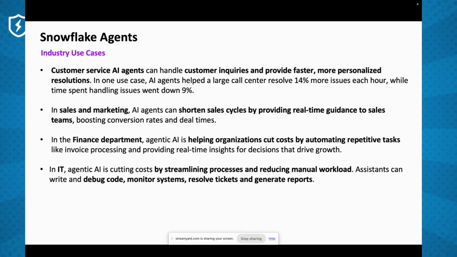Similarly, if you talk about sales and marketing, then you can shorten the sales cycle by providing real-time guidance to the sales team, because, as I said, the decision making is there. So you can get the guidance from these agents. In the finance department, it can help organizations cut costs. And how does it do that? You can automate the repetitive tasks. But the last point, which I actually love, is all about IT. Here we are talking about reducing manual workload, because now you can have an agent to debug code, to monitor systems, to resolve tickets, to generate reports.